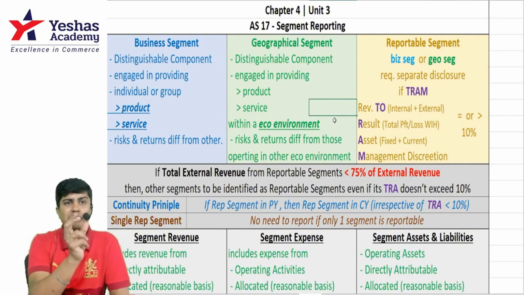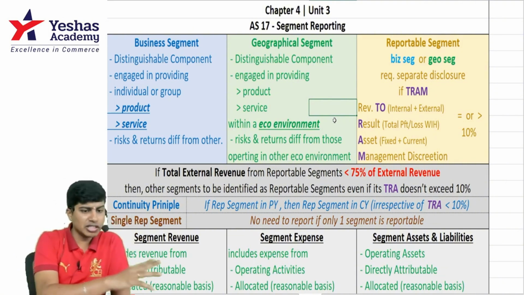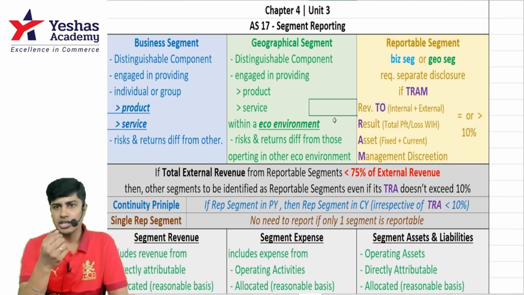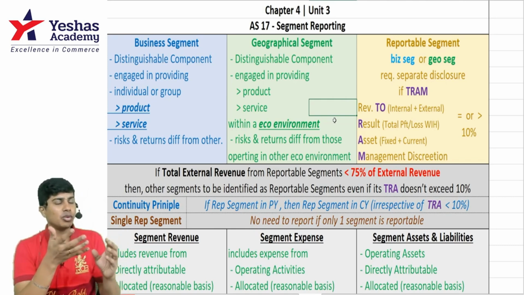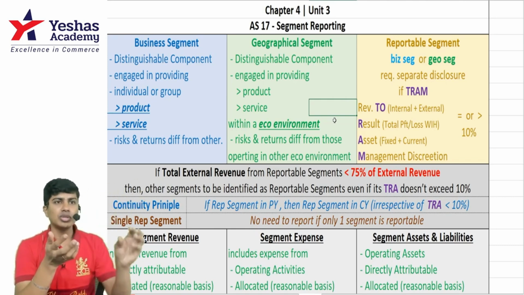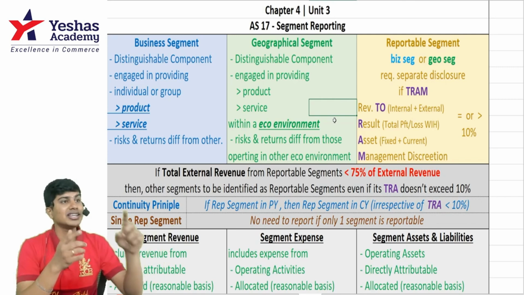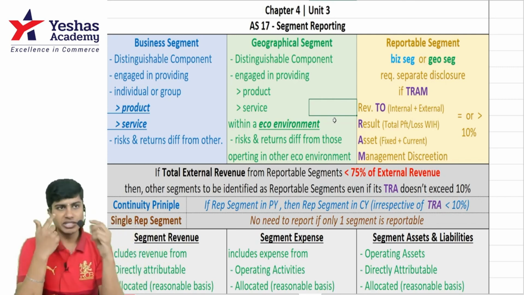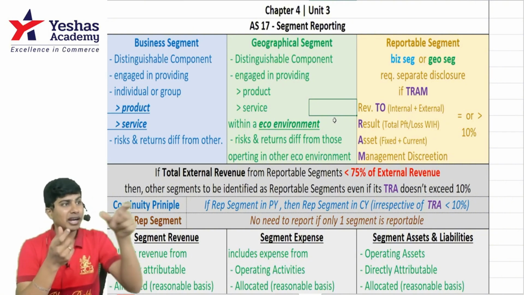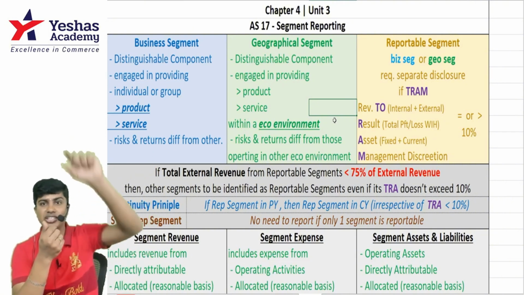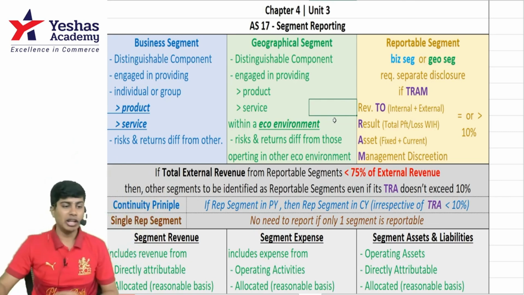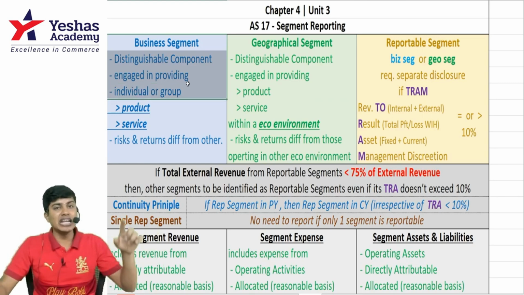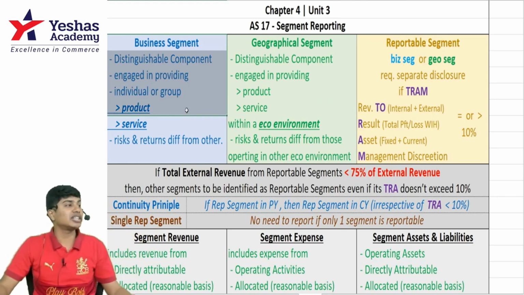This segment can be divided based on the product or service, or it can be divided based on the geographical location. If a restaurant business wants to segregate its revenue from idli, vada, dosa, coffee, tea, that is a business segment, based on each product they bifurcate. If they want to identify the business from each geographical location, branch in Bangalore, branch in Chennai, branch in Hyderabad, that is a geographical segment. So a business segment is a distinguishable component engaged in providing an individual or group of products or services.